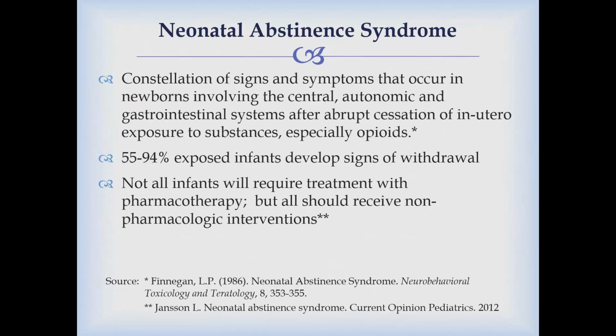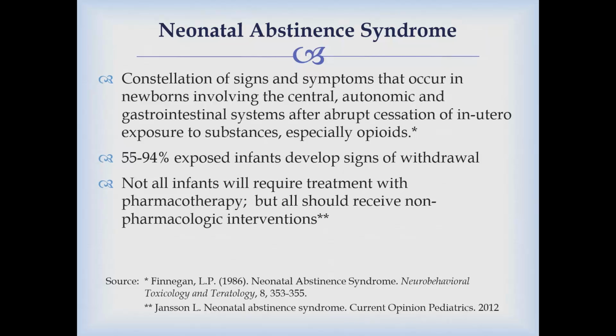So we should talk a minute about the definition of neonatal abstinence syndrome. It is a constellation of signs and symptoms that occur in newborns involving the central, autonomic, and gastrointestinal systems after abrupt cessation of in utero exposure to substances, especially opioids. 55 to 94% of exposed infants will develop signs of withdrawal. Not all infants will require treatment with pharmacotherapy, but all infants should receive non-pharmacologic interventions.